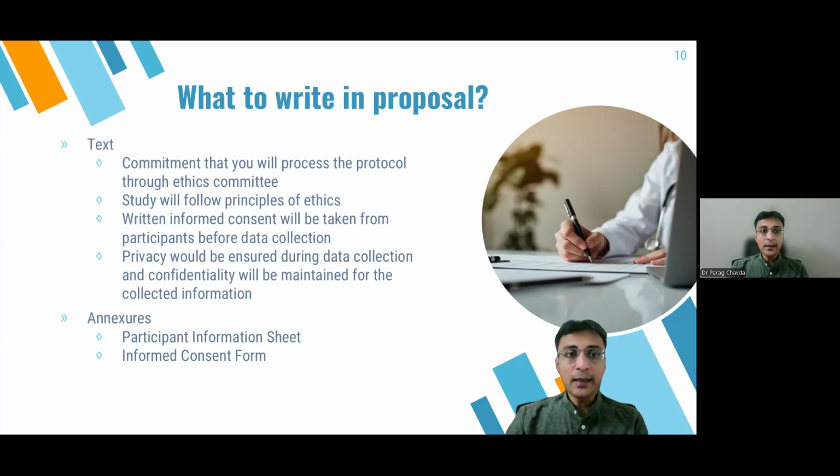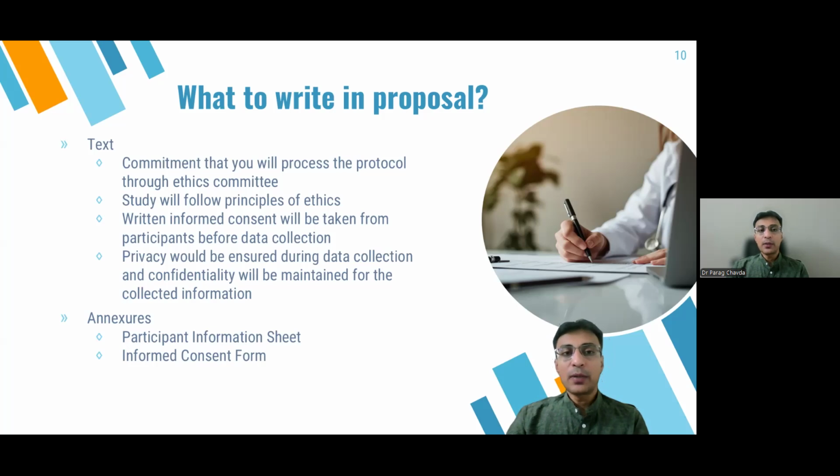You might also add a sentence saying that the study will follow all the principles of ethics as given by the guidelines on ethics for human research by ICMR. You can cite those guidelines as well in the reference. You can mention that in written informed consent, not only consent, an informed consent that too in the written form will be taken from participants before data collection.